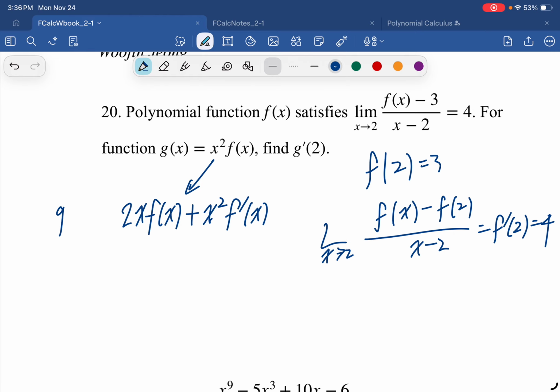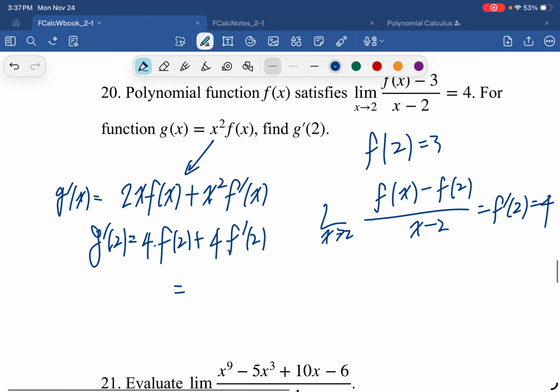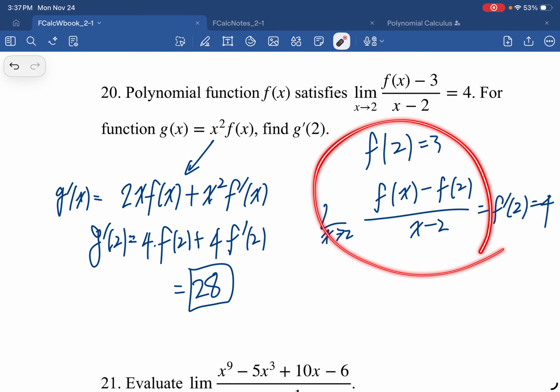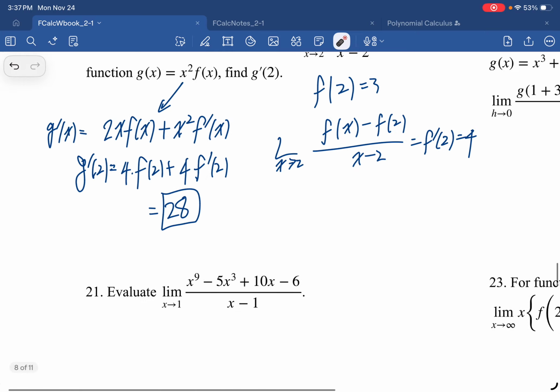So that's going to be your g prime of x, and g prime of 2 is simply going to be 4 times f of 2 plus 4 times f prime of 2. And we got f of 2 equals 3 and f prime of 2 equals 4. So that's going to be 4 times 7, which equals 28. Okay, so getting the information from the limit and plugging in using the product rule, not too difficult, I think.